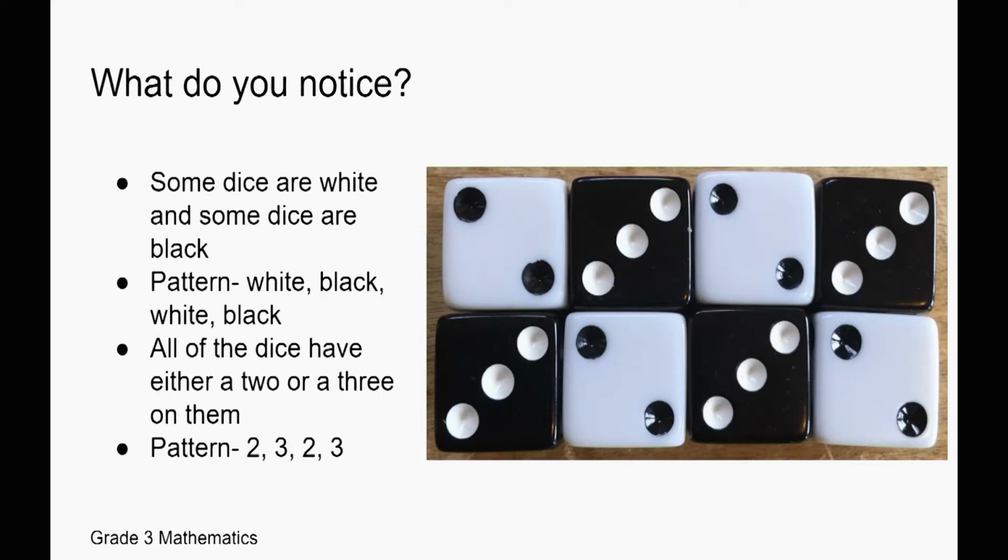You might have noticed that some of the dice are white and some of the dice are black. You also may have seen some patterns with the color, repeating white, black, white, black. You may have also noticed that all of the dice have either a 2 or a 3 on them. And you see some patterns with those numbers repeating 2, 3, 2, 3 on the top row, or 3, 2, 3, 2 on the bottom row.